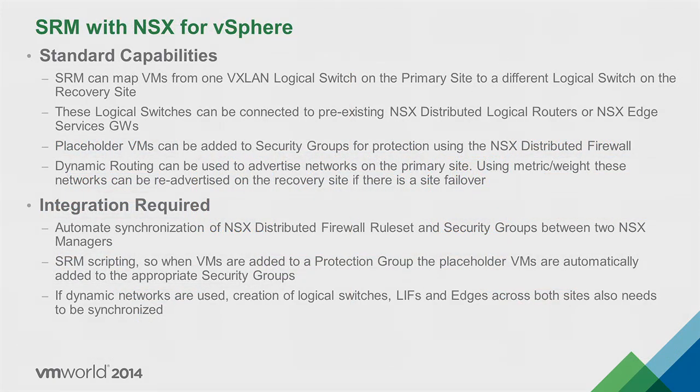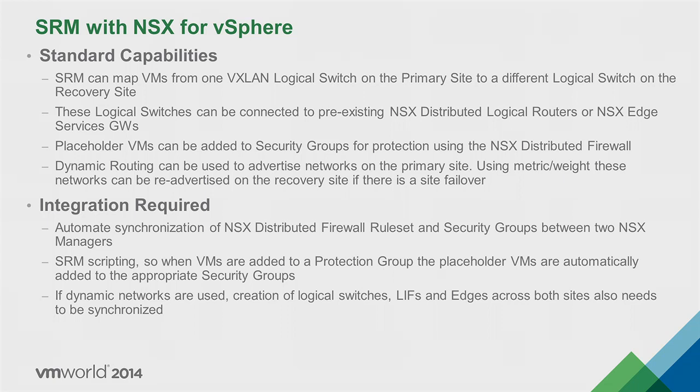So I'm probably going to have to skip through this, but basically there are a number of standard capabilities that you can leverage with SRM. So the ability to map from one VXLAN logical switch at the primary site to a different logical switch. Then placeholder VMs can already be added into security groups at the secondary site so that they can be protected by the NSX Distributed Firewall. And we can also leverage dynamic routing. So these are out-of-the-box capabilities.